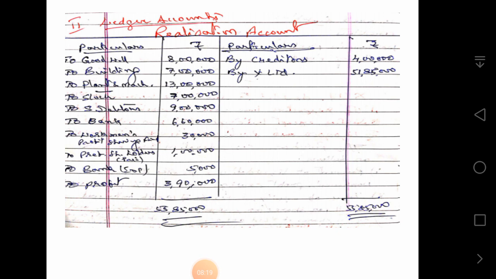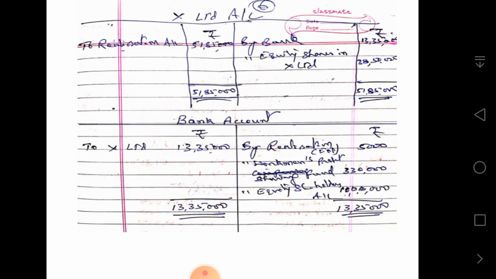Preference shareholders are paid 1 lakh. Then cash paid, bank expense, liquidation expenses paid is 5,000. On the credit side, creditors taken over 4 lakh rupees, and purchase consideration to be paid is 51,85,000, which is already calculated. So the credit side total is 55,85,000. If you deduct the total debit, you get 3,90,000 as profit on realization. Profit is the balancing figure.